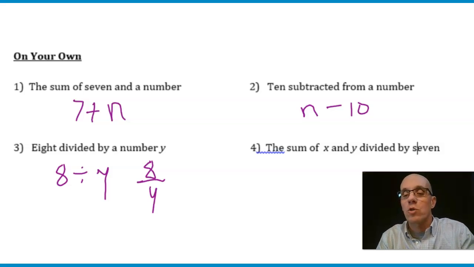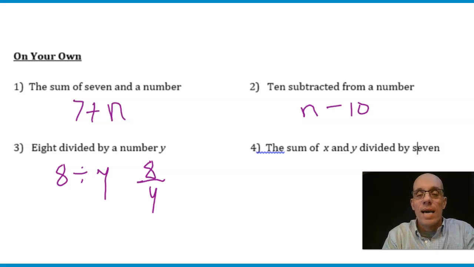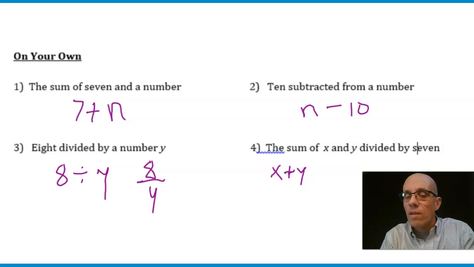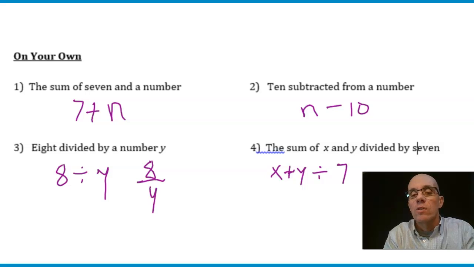The last one here is a tricky one. It says the sum of x and y divided by 7. So x and y, the sum, that's easy enough. That's x plus y, a plus sign. But it says divided by 7. Well, is it y divided by 7, or is it the sum of x and y divided by 7? If you read it carefully, the sum is what's being divided. So I can't just put in division, because if I just did that, order of operations would take y divided by 7. So I could put parentheses in there and do it that way.